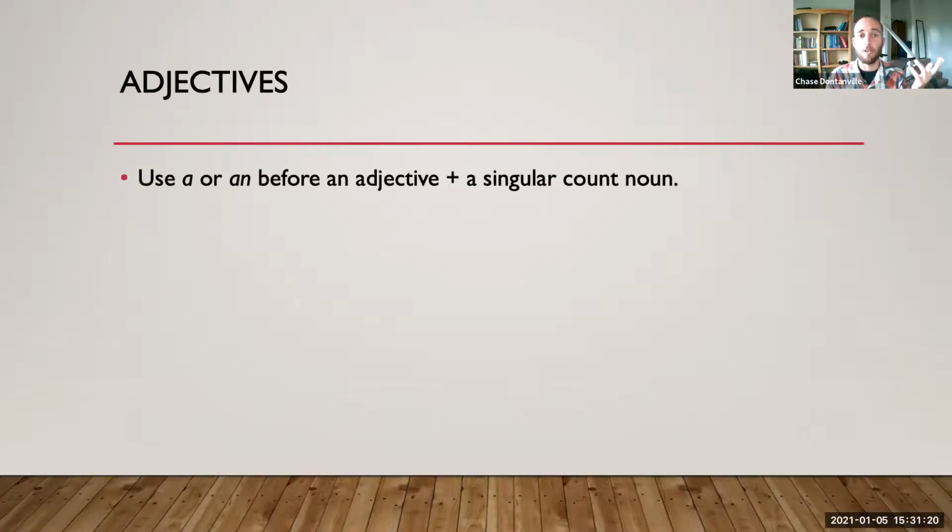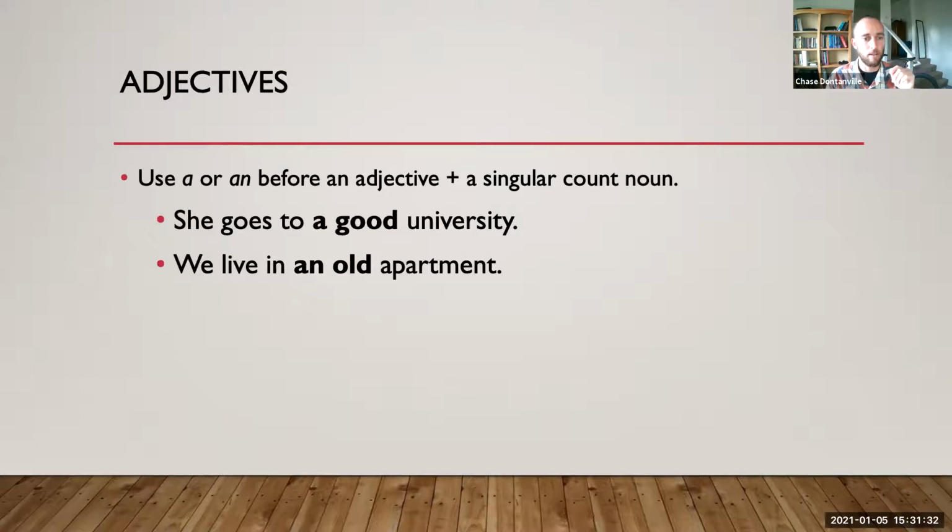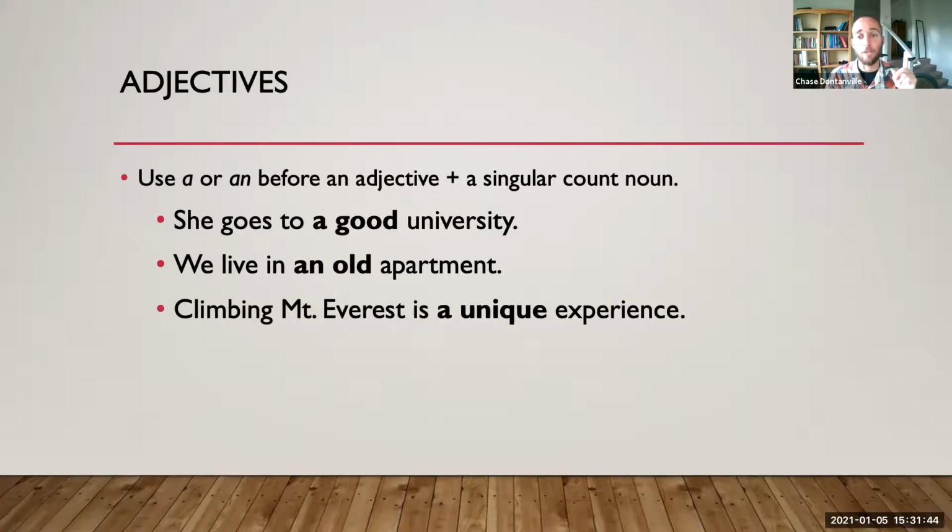So use a or an before an adjective plus a singular count noun. So she goes to a good university. A because university is singular. We live in an old apartment. An because old starts with a vowel sound and apartment is singular. Climbing Mount Everest is a unique experience. So experience is singular, so a.